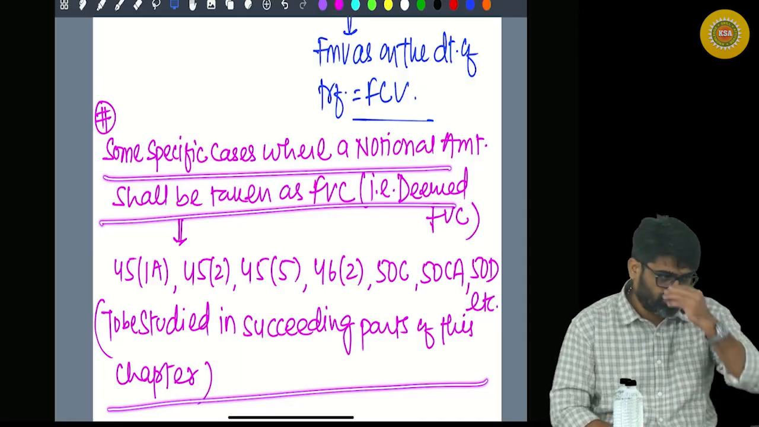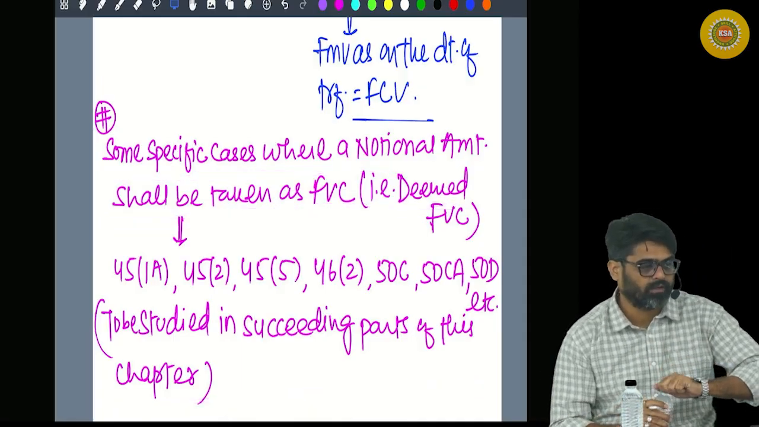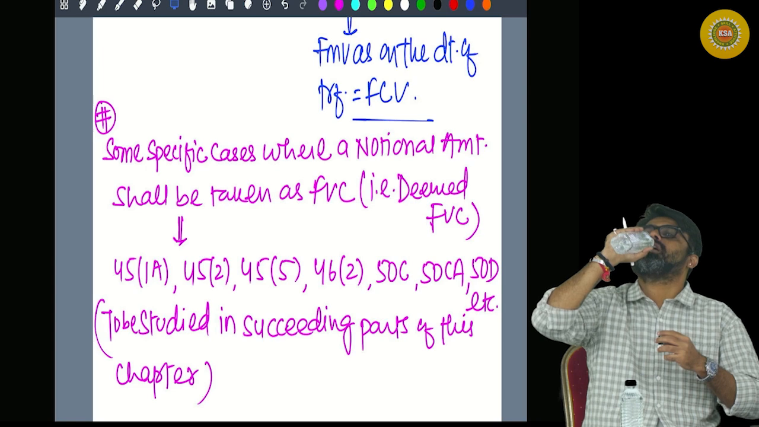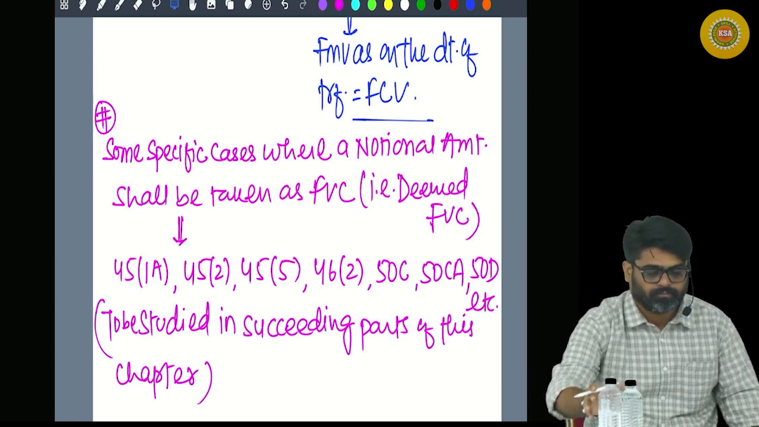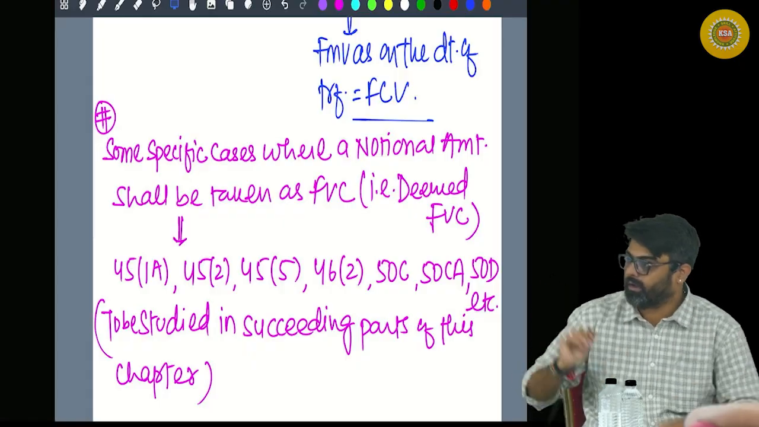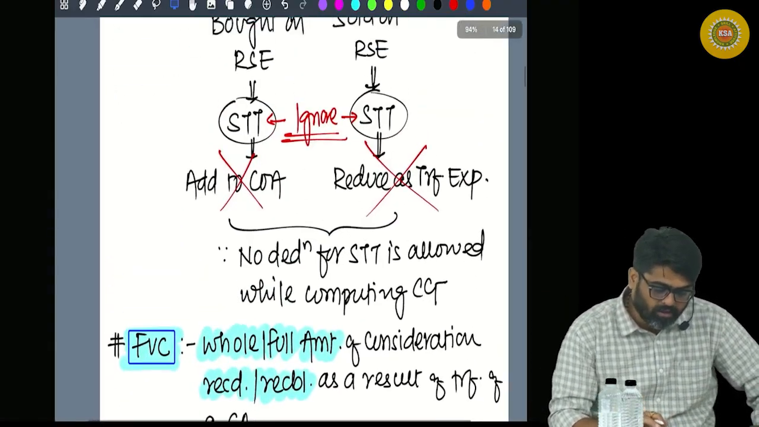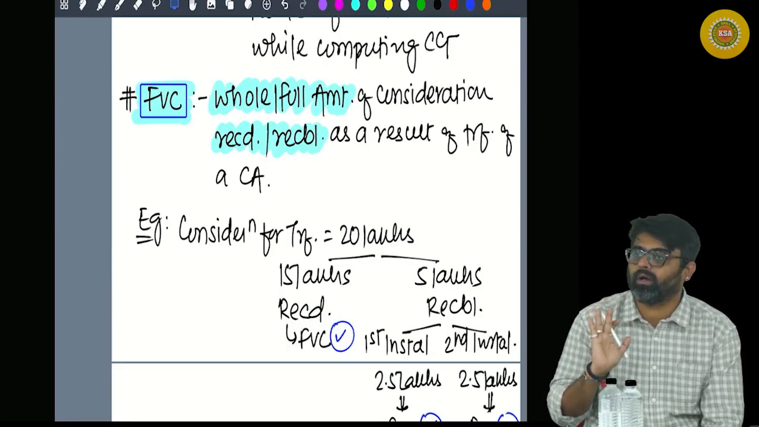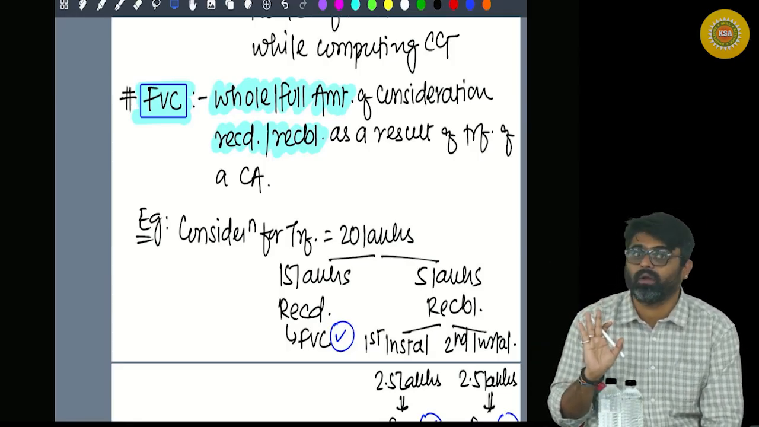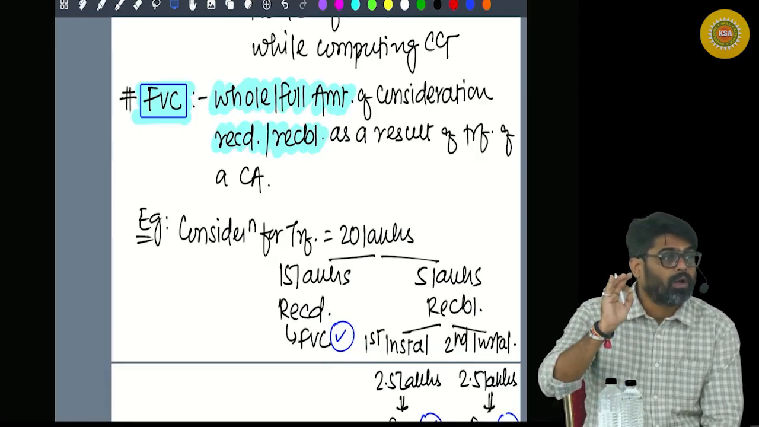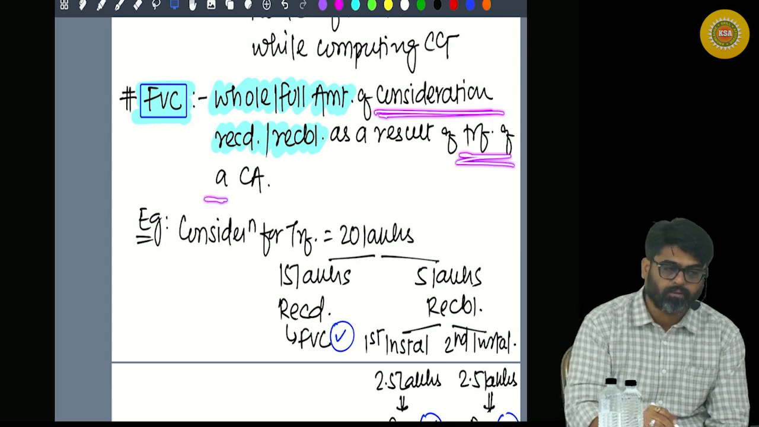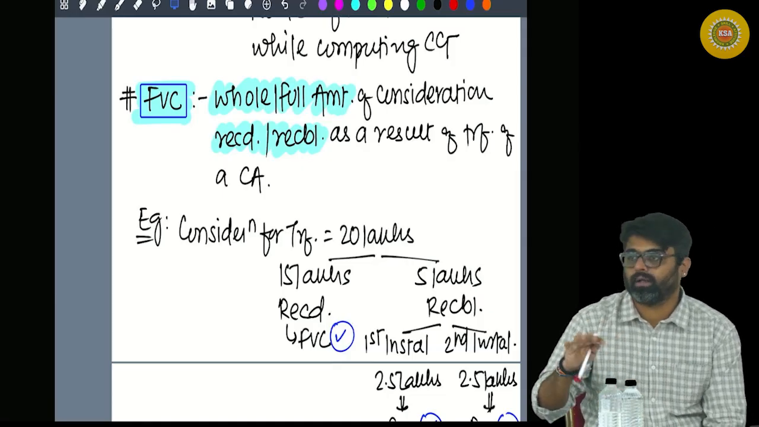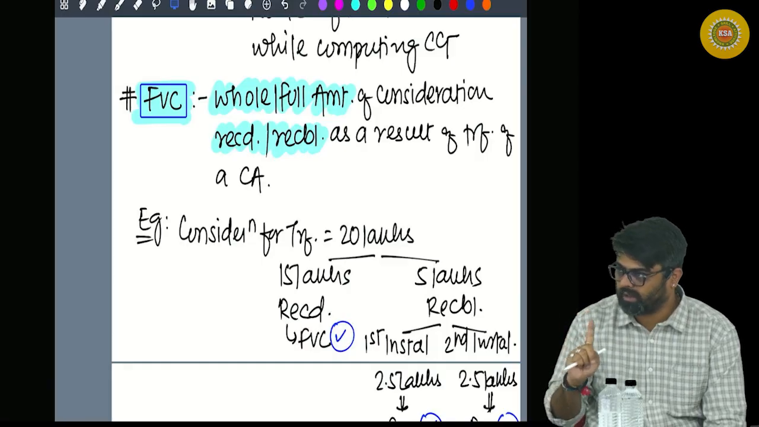What is this? Please try to understand and tell me what is the meaning of this. What did you understand? Normally the meaning of full value of consideration is this only. Whenever you calculate your capital gain, you will take the full value of consideration, the whole amount of your consideration for transferring your capital asset, whether received in cash or in kind. Yes or no? You are going to take this as your full value of consideration every time.